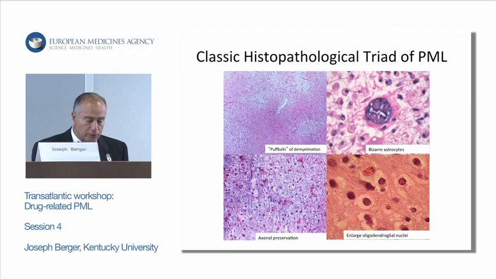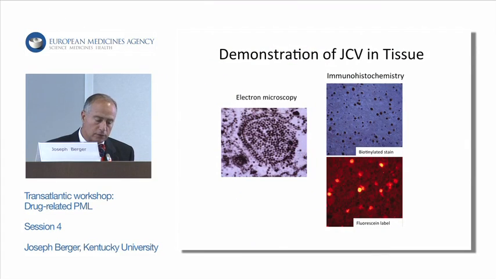Generally, there's axonal preservation, as you see right below it, and you'll see bizarre astrocytes. And that is, by the way, one of the reasons why one of the seminal cases was misdiagnosed. They misdiagnosed that patient as a glioma, and they saw these bizarre astrocytes and thought, oh, this must be a malignancy. They can look very malignant in nature. And in the bottom slide, the enlarged oligodendroglial nuclei. And then you'd like to demonstrate that indeed there is the virus present. And you can do that by electron microscopy or immunohistochemistry, as is demonstrated on this slide.